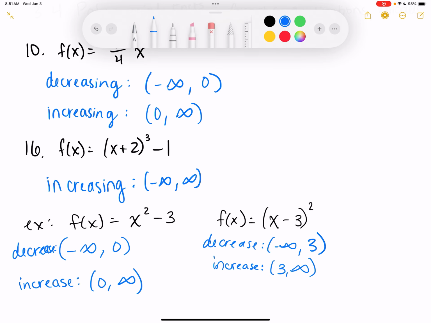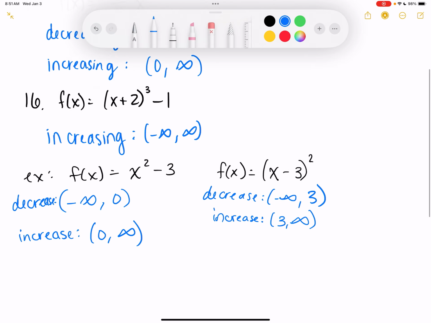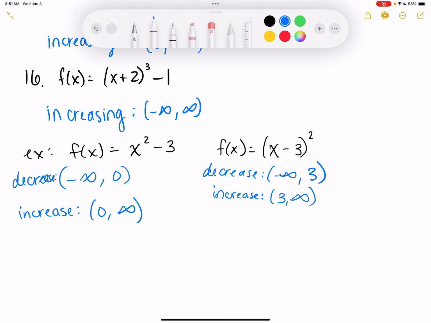These ones are a little easier to see than the ones they give in the book. I don't know why they give such weird ones. But does that make more sense? Mm-hmm. So, yeah, we're looking at x values when we're talking about the interval of increase and decrease. We don't care what's happening with the y. Okay.